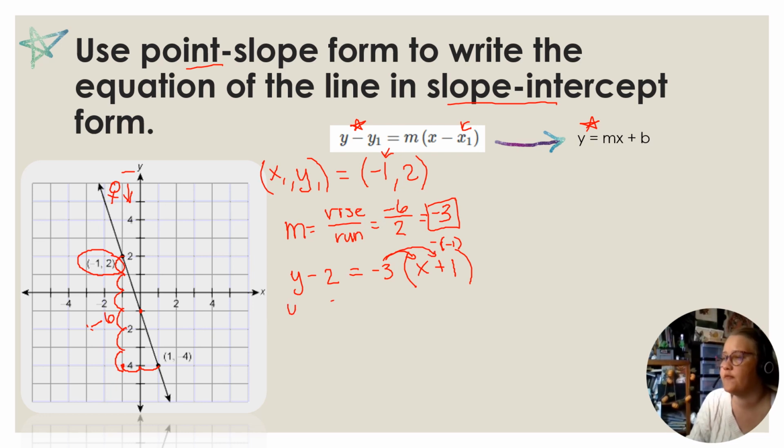So I'm going to first start off, bring down the junk I haven't used yet. All right, and then I got -3 times x is -3x. -3 times +1 is -3, or we can turn that into a -3. Now, this one's nice because this one only has one step left.